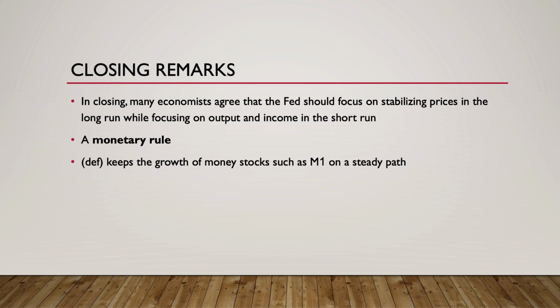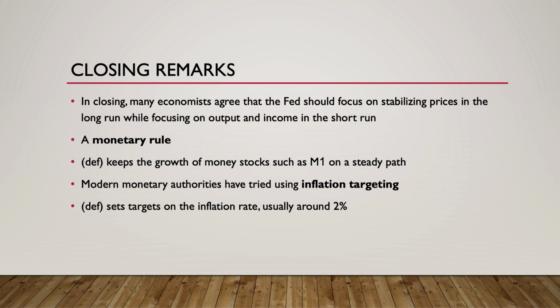As an alternative to setting money growth rules, modern monetary authorities have tried using a simple rule of inflation targeting, which sets targets on the inflation rate, usually around 2% per year. If inflation exceeds the target, the Fed will employ contractionary monetary policy. If inflation falls below the target, the Fed will employ expansionary monetary policy. Note that this target strategy may not work well during negative supply shocks. As we've already seen, implementing contractionary monetary policy to control inflation during stagflationary periods results in lower output and higher unemployment. This wraps up the second lecture on monetary policy.